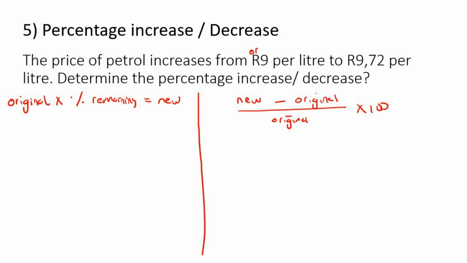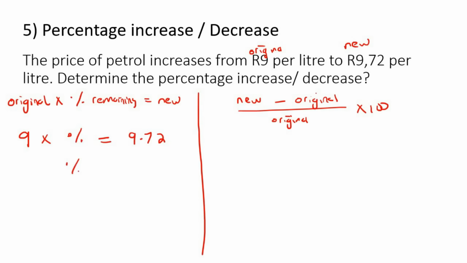So this is the original, and this would be the new. Okay, so determine the percentage increase or decrease. Now, let's start with this one. The original price is 9 Rand. Then we don't know what the percentage is. And then the new price is 9 Rand 72.